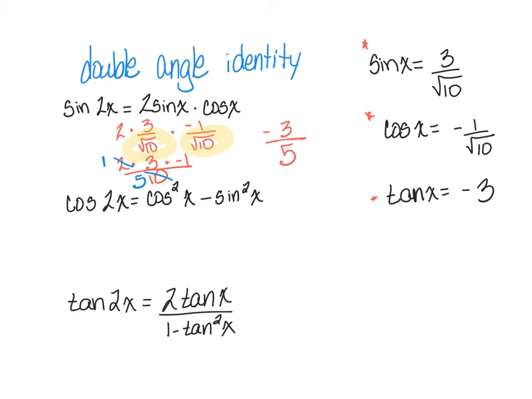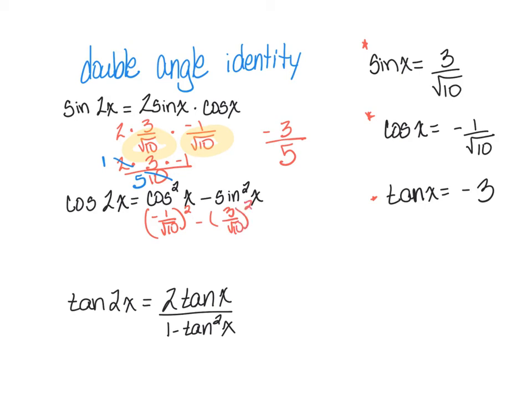Okay, now we're going to do cosine of 2x. So cosine squared of x. So I'm going to take cosine x and then I'm going to square it. That's what that means right there. So I've got negative 1 over the square root of 10, and I'm squaring it. Then I've got minus sine squared of x, and that just means sine of x squared. So I am subtracting 3 over the square root of 10 squared.